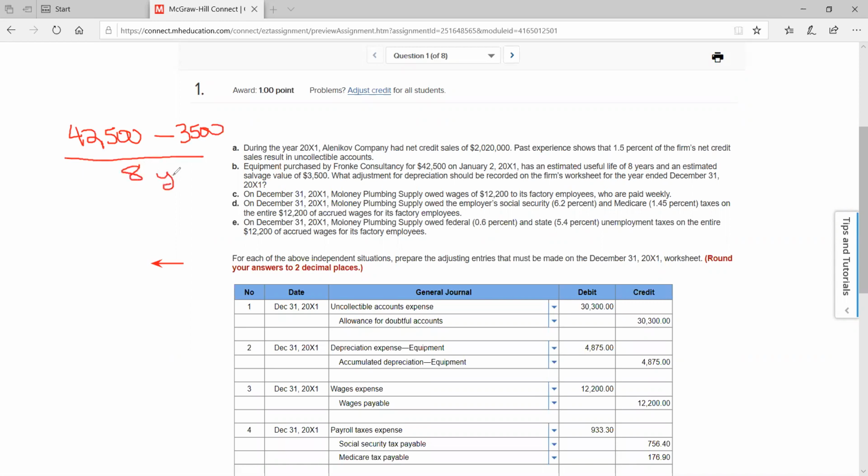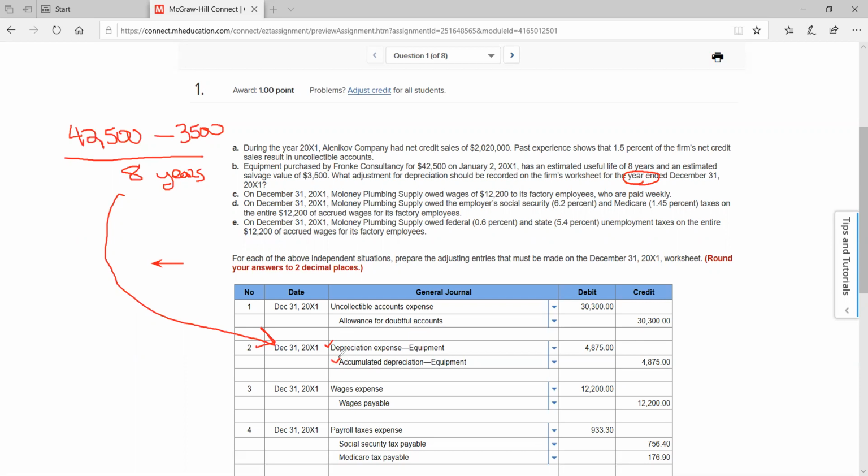And the reason I'm dividing by 8 years is because in this particular question, they wanted it for the year. That's their time period. If they wanted a month, then I would divide it by the month. But in this case, it's divided by 8 years. And that's going to give you, in this one, looks like it's $4,875. Notice, again, you did this one in Chapter 5. Debit depreciation expense and credit accumulated depreciation.